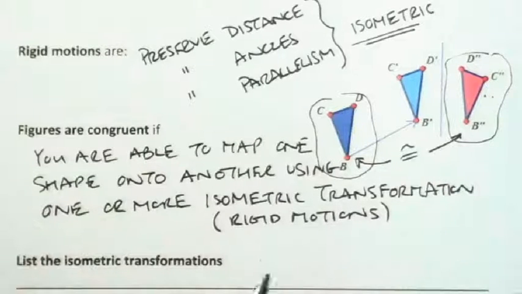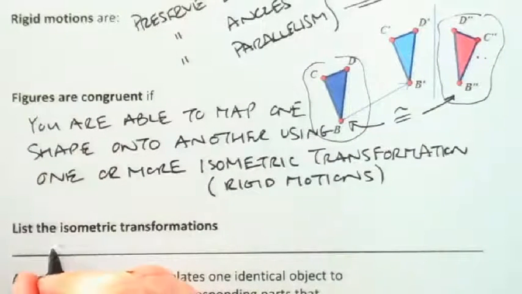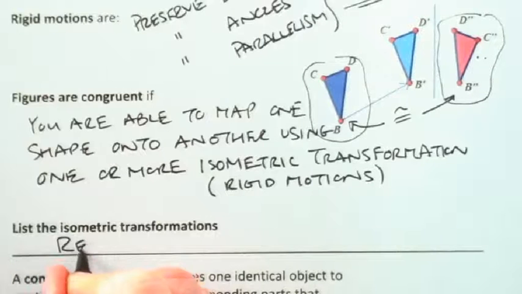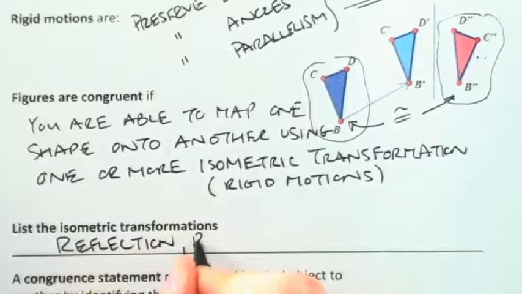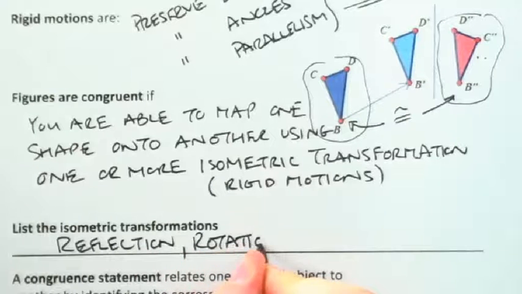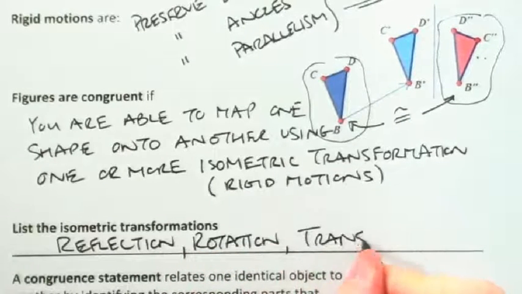So let's do a quick recap of the ones that are the isometric transformations or the rigid motions. We've learned that a reflection is. We've learned that a rotation is. And we've learned that a translation is.